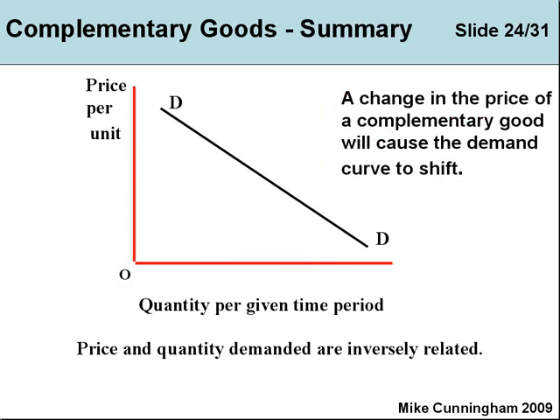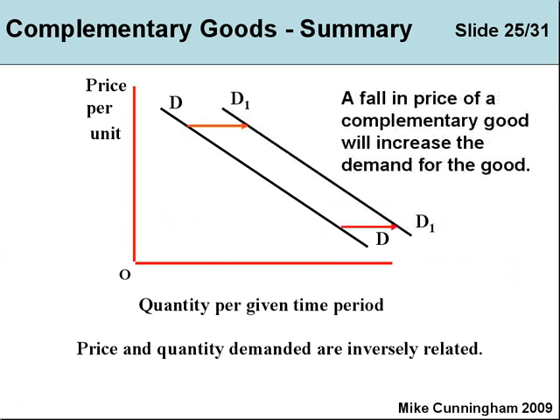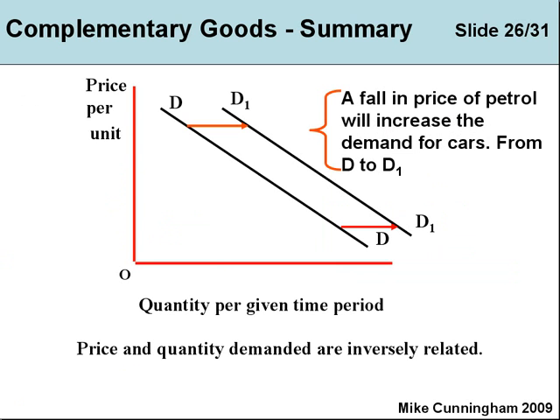A change in the price of a complementary good will cause the demand curve to shift. That's the point. A fall in the price of a complementary good will increase the demand for the good. A fall in the price of petrol will increase the demand for cars from D to D1, let's say. Now, we've already seen that above, so that's just simply the complementary relationship.